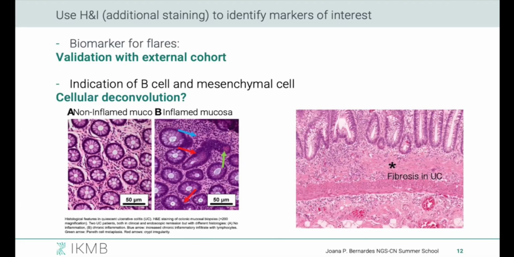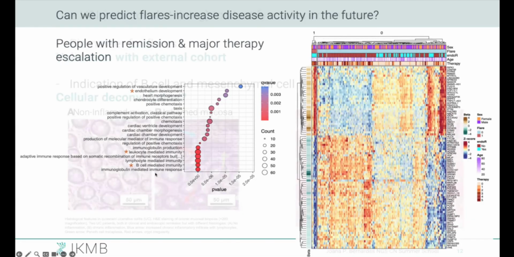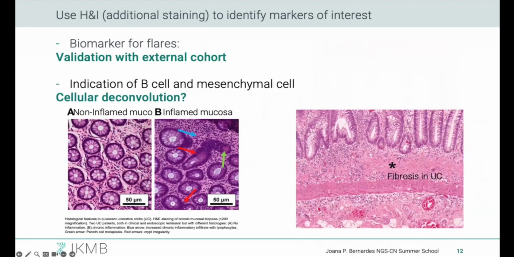We are now also interested in this indication that there is an effect of B-cell mediated immunity. This is a little bit more difficult to capture because we believe that this is connected to the lymphoid vessels that you find in the intestinal epithelium, and those are not always captured once you take a sample.